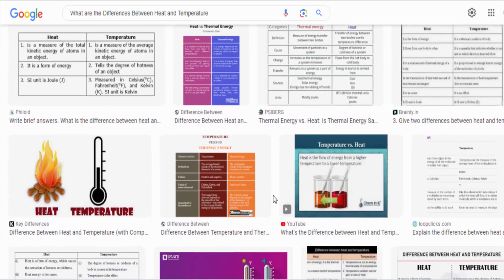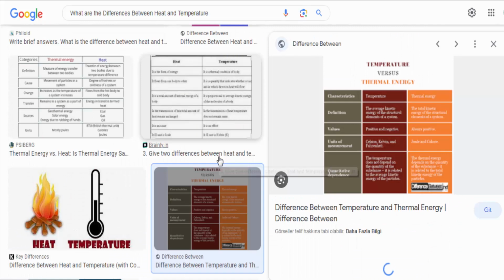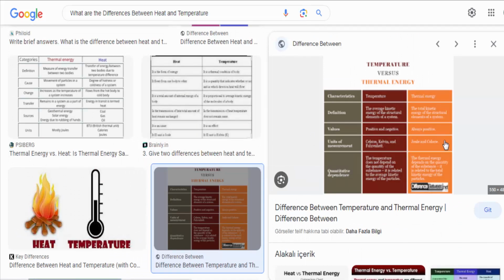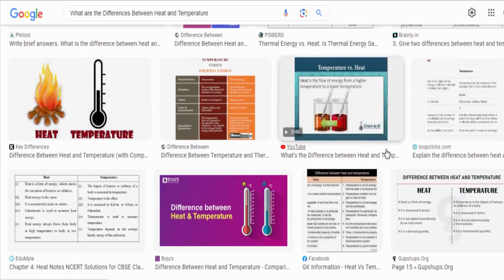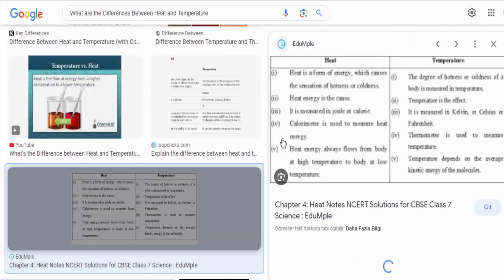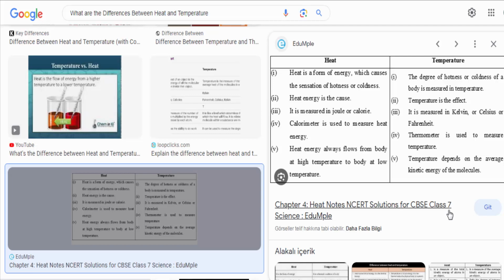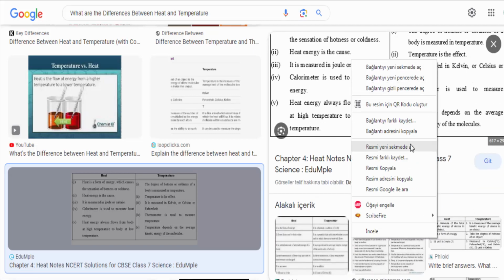Transfer. Heat. Heat is transferred from a higher temperature object to a lower temperature object until thermal equilibrium is reached. It flows in the direction of decreasing temperature. Temperature. Temperature does not transfer or flow between objects. It is a property of the object itself.